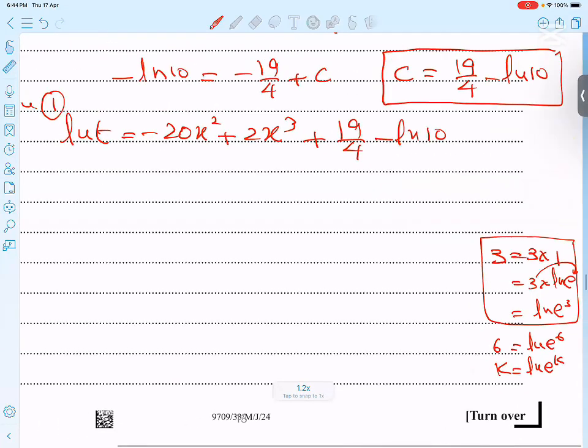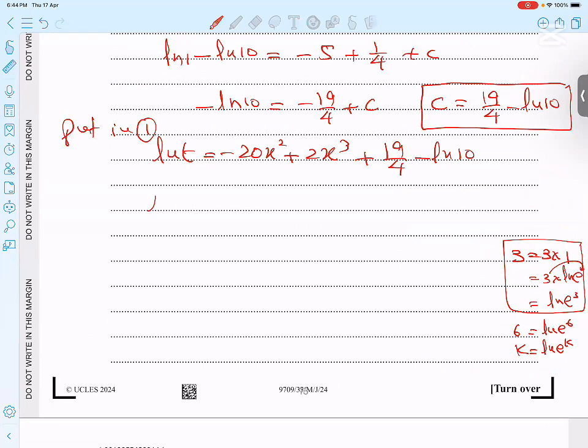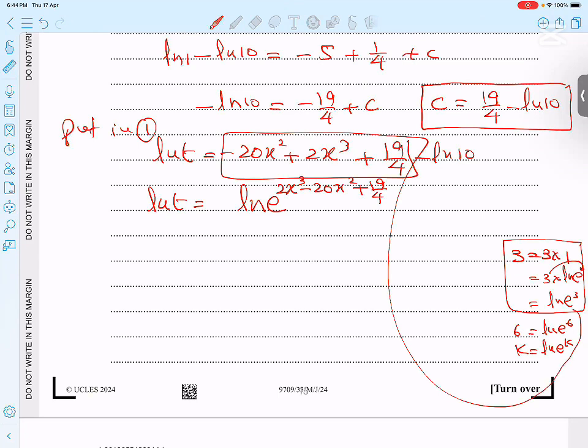What about this? Same story here. So students, ln t is equal to this whole equation. I can write it in logarithm form as e to power the whole thing. I'm writing in order: first positive 2x cubed, then negative 20x to power 2 plus 19 over 4. This is behaving like a k, like a 6. Now the problem is only the negative ln 10 left.